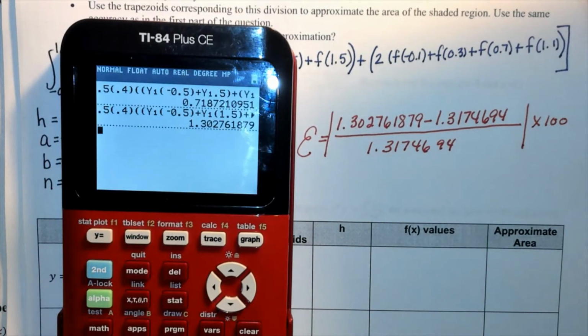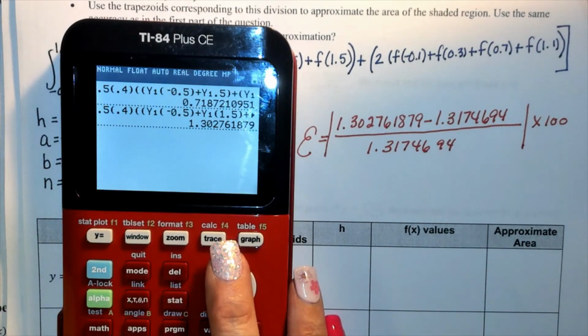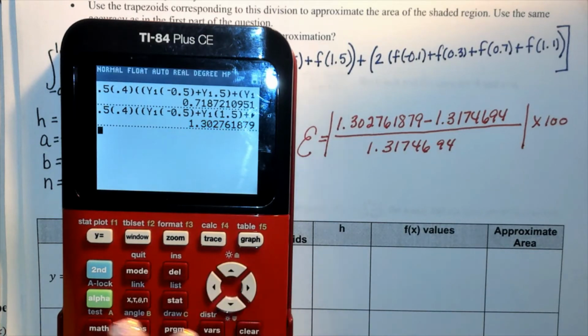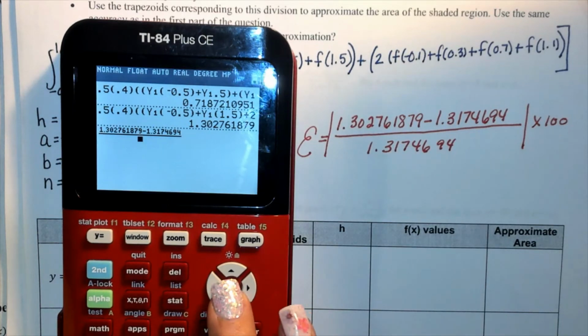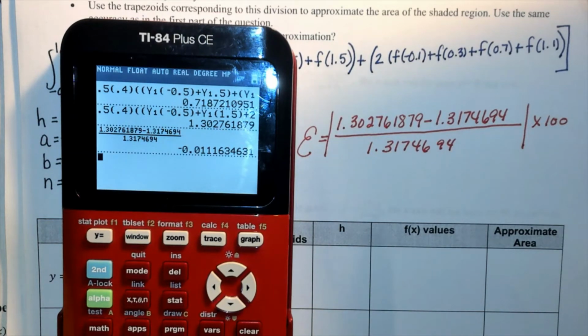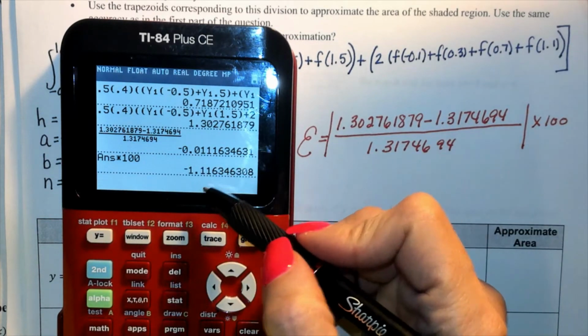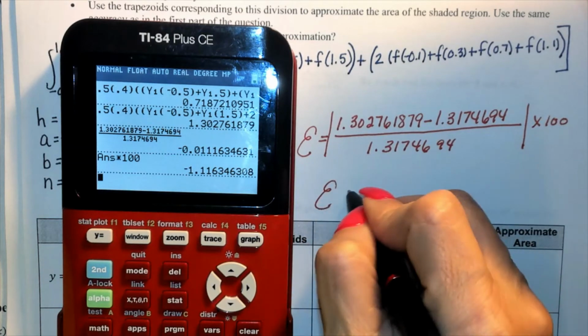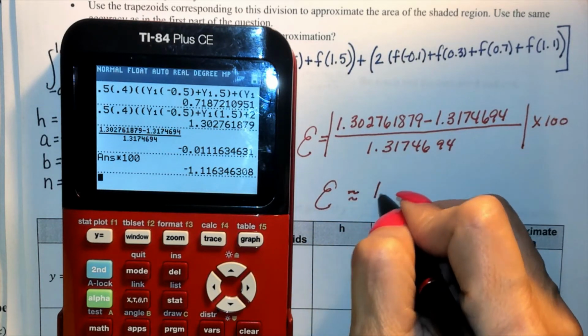So here's the really nice part about this. You've already got these numbers in your calculator. So I'm going to do alpha y equals. And then I'm going to go up here and grab that number, and I'm going to say minus 1.3174694. And then right there, I want to put that number again, 1.3174694. Oh, and remember, I'm taking the absolute value of it times 100. So it's not a negative, it's a positive. The percent error is approximately 1.12%.